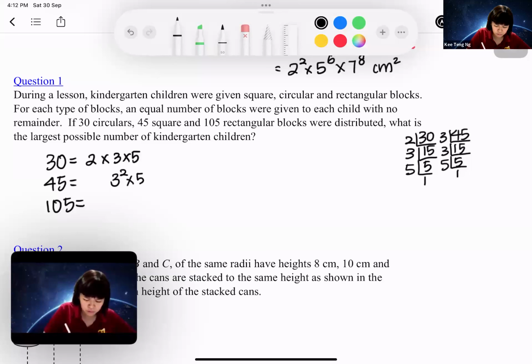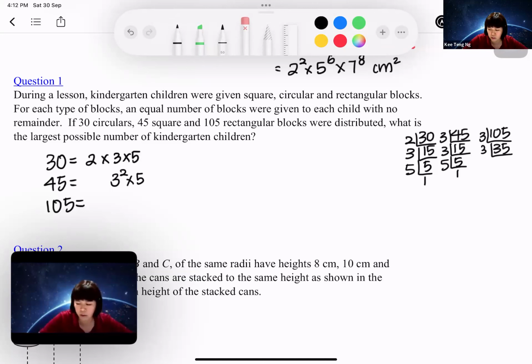Times 5. Okay, then the next one, 105, need to divide by the prime factors. 9 can. Okay, but 9 is made up of 3 times 3, so we divide by 3 first, okay? So 105 divided by 3, you get 35. Divide by 3 again, is it? It cannot divide by 3 already. Divide by 5, okay. So then I get 7. So divide by 7, get 1.